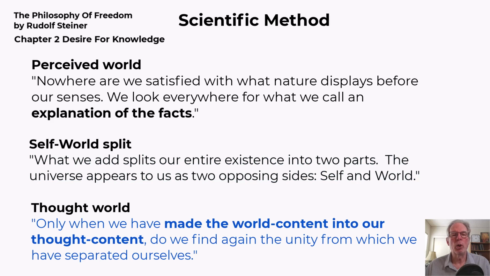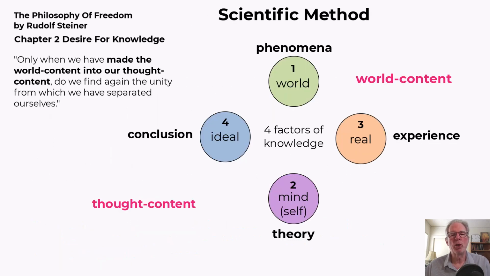Only when we have made the world content into our thought content do we find again the unity from which we have separated ourselves. The problem of knowledge is resolved when we find unity by turning the world content into our thought content. This unity with the world is attained by using the scientific method. Here's a diagram of a four-step scientific method. There are four factors for acquiring knowledge. The scientific method makes the world content into our thought content.